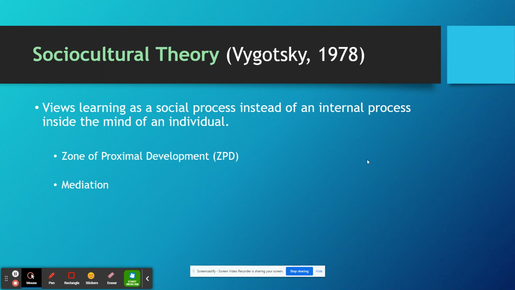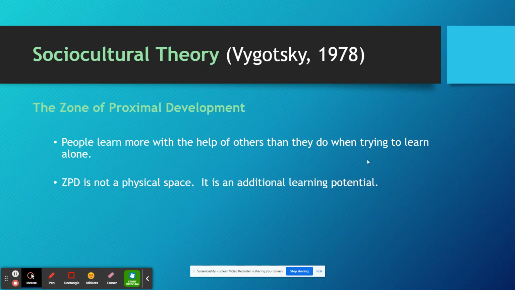Vygotsky believed people learn more with the help of others than they do when trying to learn alone. He referred to this expanded learning potential as the zone of proximal development, or ZPD. Thus, ZPD is not a physical space, it's an additional learning potential.